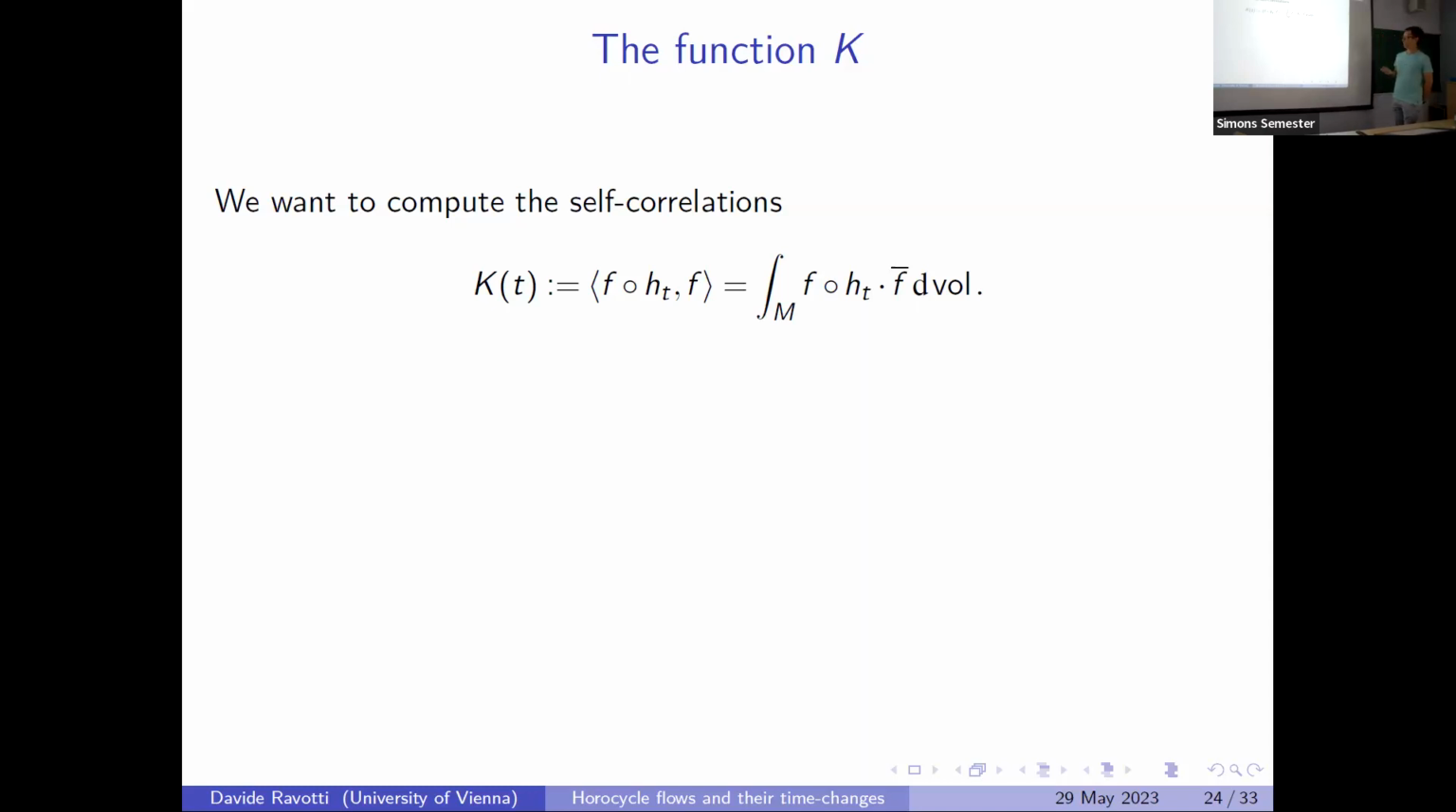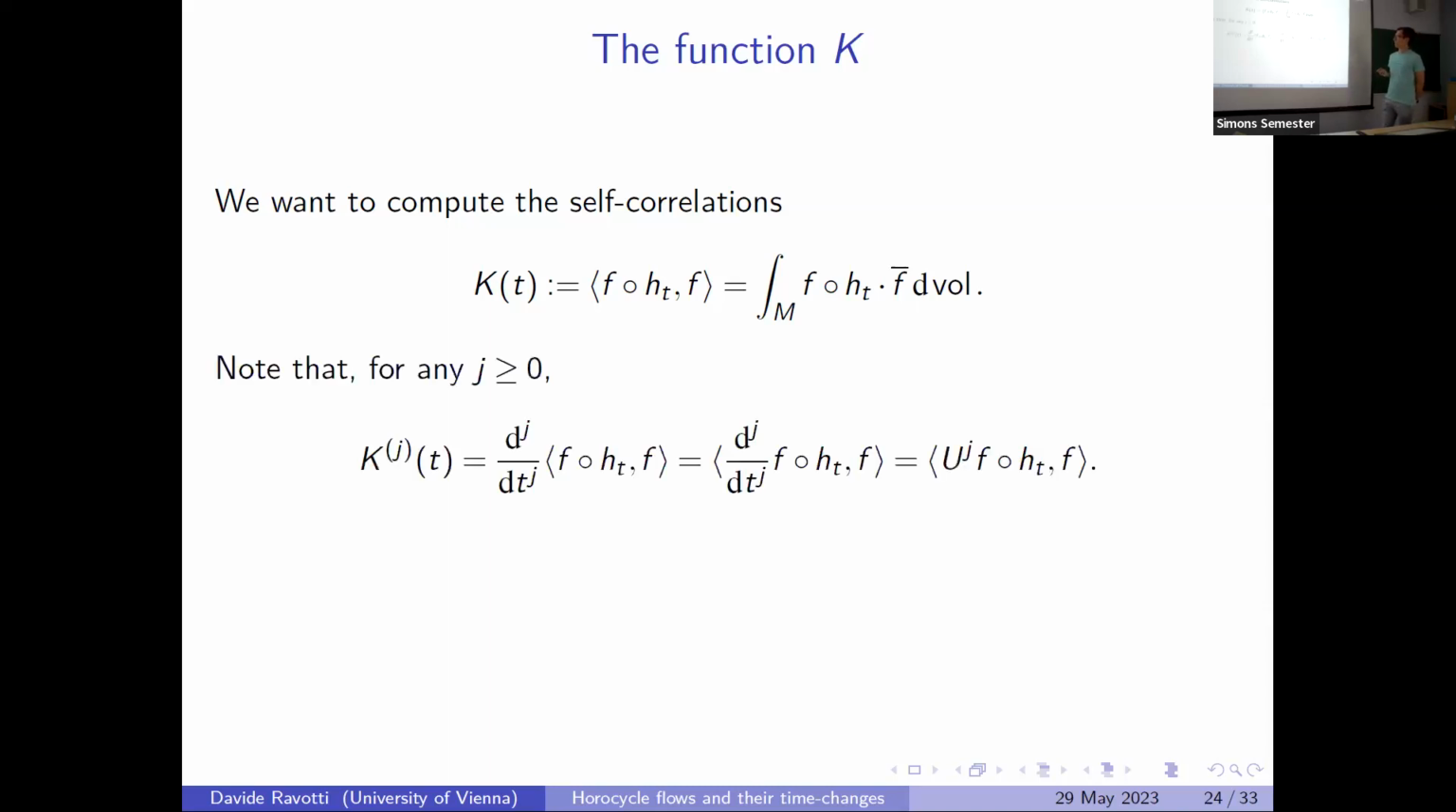I will call this function k_t. So k of t are the correlations of f composed with the horocycle flow times f, where this is just another complex conjugate. And the strategy you will see is the same strategy that we used in the second lecture to prove bounds on the ergodic integrals for horocycle flow. In this case, it's going to be a bit more complicated, but not too much.